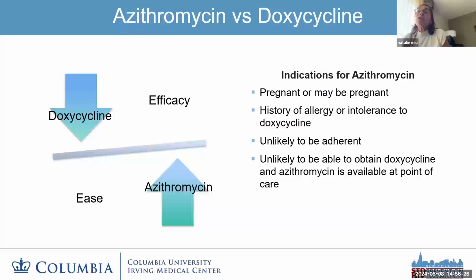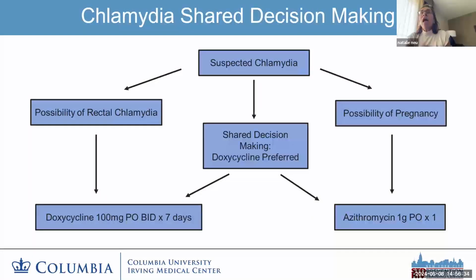In certain populations, like pregnant women and those who have allergies, azithromycin is the drug of choice. Next slide. In our clinic, we do shared decision making. So if somebody has rectal chlamydia, we say take doxycycline twice a day, 7 days. If somebody's possibly pregnant, it's azithro. But in all other cases, it's shared decision making with an emphasis towards doxycycline because we know the efficacy is better. Next slide.